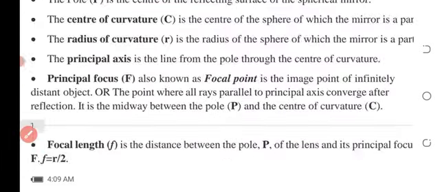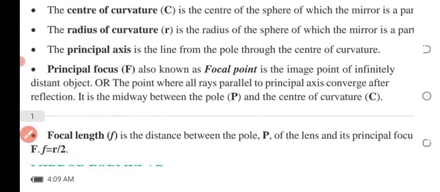Now, moving away from that, we have the principal focus. It's also known as the focal point, or sometimes it is called the focus. It's the image point of an infinitely distant object, or you can call it the point where all rays parallel to the principal axis converge after reflection. And it is midway between the pole and the center of curvature.